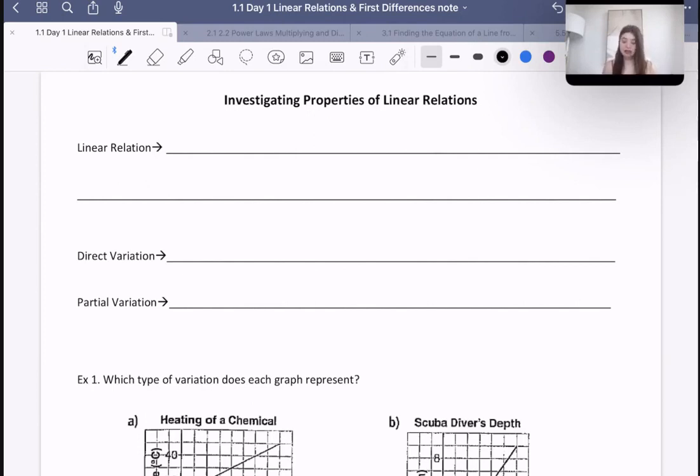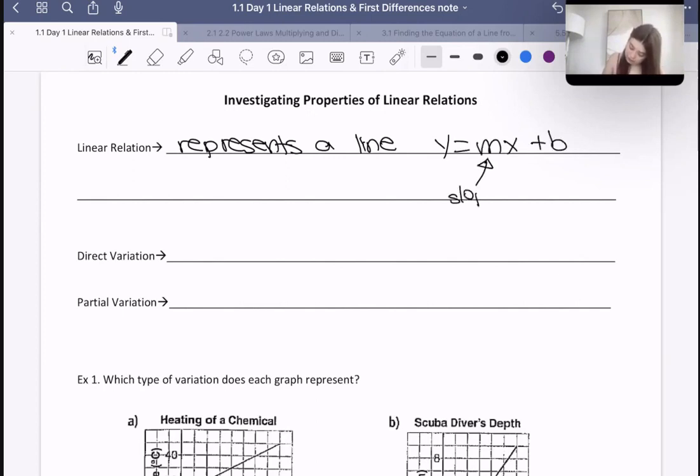Let's review. A linear relation is a line, right? Basically, a linear relation represents a line. And also, a linear relation always has the form y equals mx plus b, where m is our slope and b is our y-intercept, right? So all linear relations can be expressed this way, y equals mx plus b.